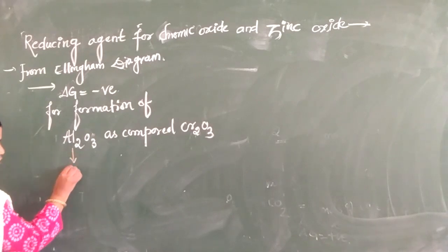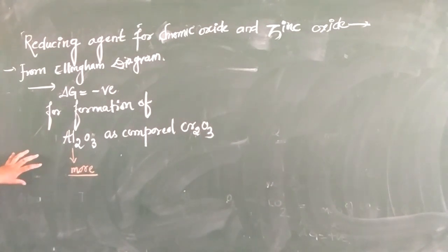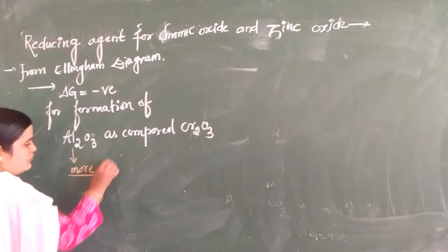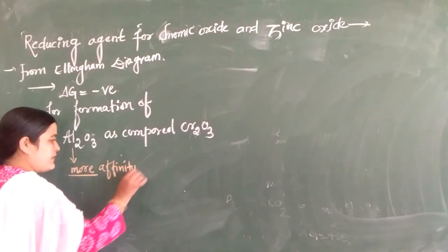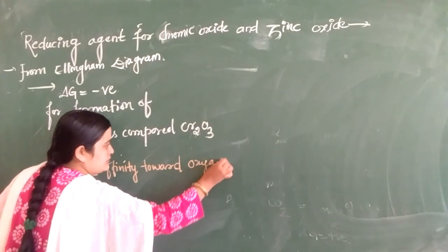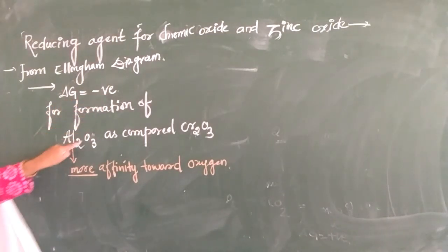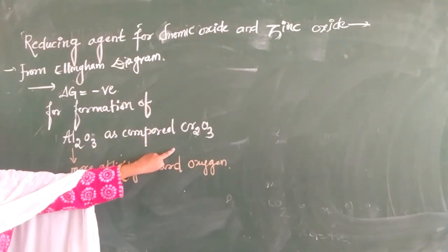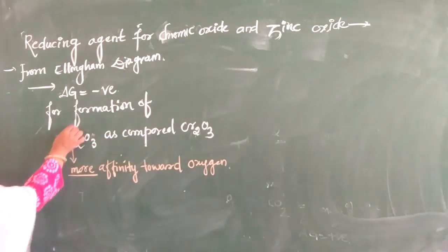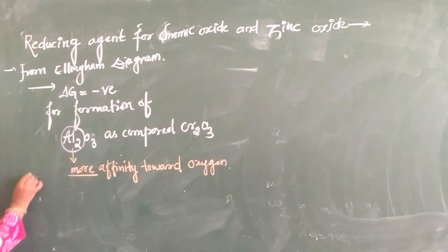This indicates that aluminium has more tendency, or more attraction, towards what? Oxygen. Aluminium has more affinity towards oxygen. From the Ellingham diagram, it is evident that aluminium has a more negative delta G value for the formation of Al2O3 as compared to Cr2O3. Why? Because aluminium has more affinity towards oxygen.